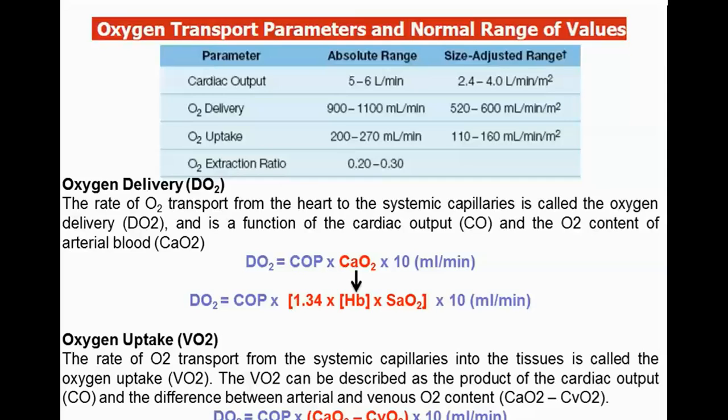Oxygen content is in milliliters per deciliter. So if we want it per liter, it will be multiplied by 10, so both are in liters. If we illustrate this, it will be 1.34 by hemoglobin by saturation, and by cardiac output, which gives the oxygen delivery. Let's guess how much it will be. As we said, this oxygen content, how much?